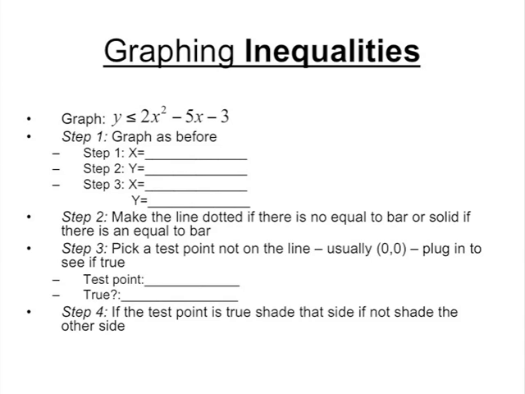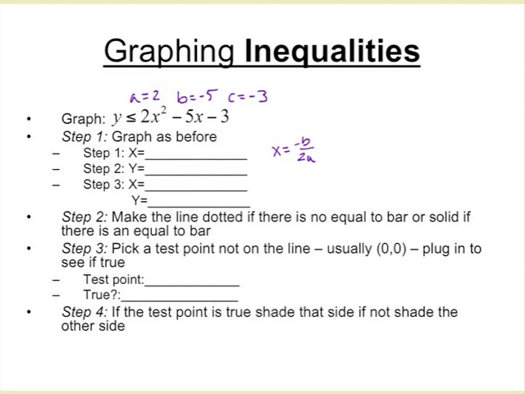To graph inequalities, we're going to graph the line exactly the same, and then we're just going to need to do some shading. So to graph exactly the same, the first thing we do is x equals negative b over 2a. A is 2, b is negative 5, c is negative 3. What gave you x equals negative b over 2a? That will always be our first step for how we find our x-coordinate of a vertex. It's just a formula. So when I plug that in, you get negative 5 over 2 times 2, which is 1.25.